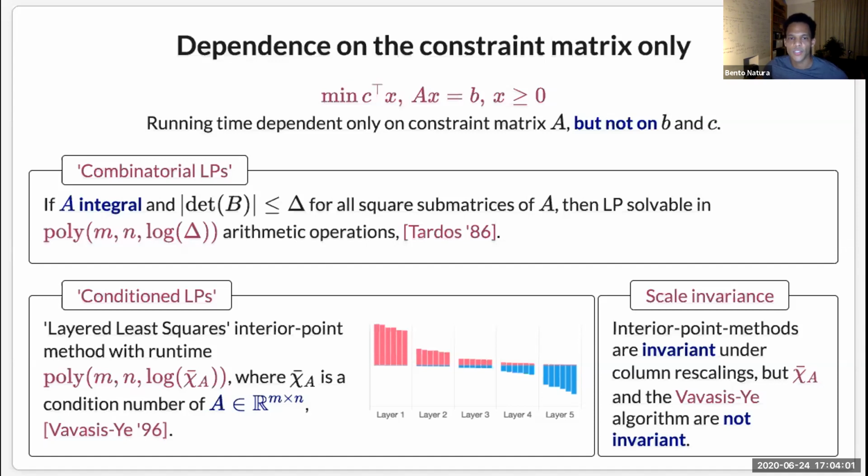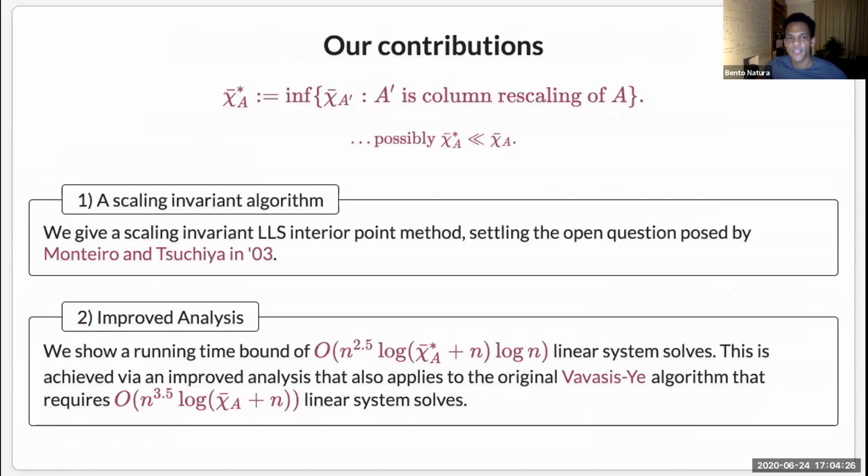So an open question was whether there exists a layered least squares method, some modification of their algorithm, that would be scaling invariant, which would automatically give an algorithm whose runtime does not depend on log chi bar of the original matrix A, but on the chi bar of the optimal rescaling, say A prime, of the matrix A. And this is our contribution. Our main result is that we find such a modification, a scaling invariant interior point method, thereby also settling an open question posed by Renato Monteiro and Takashi Tsuchiya in 2003.